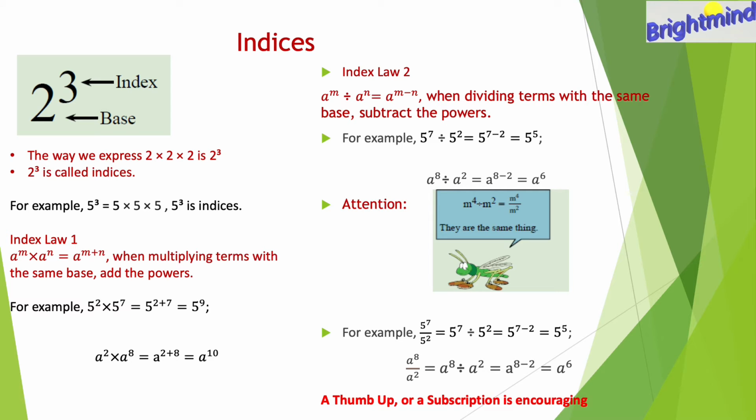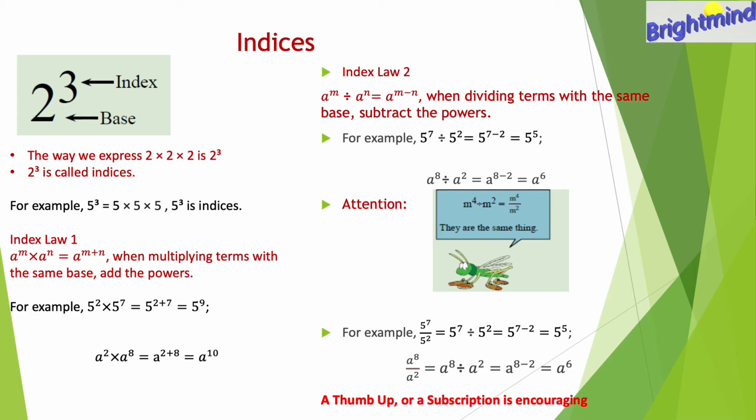Index law 2. a to the power of m dividing a to the power of n equals a to the power of m minus n. When dividing terms with the same base, we keep the base and subtract the powers. So here we keep the base a, the power is m minus n.